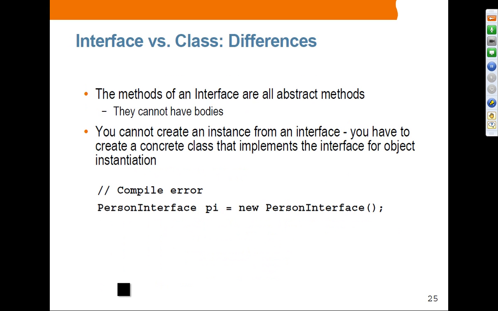In terms of differences, the methods of an interface are all abstract methods, while the methods in a regular class are all concrete methods, meaning they have a code block, a body of code. Just like an abstract class, you cannot create an instance from an interface. If you try to create an object instance from an interface, you will experience a compile error. So typically you create an object instance from the implementation class of the interface, and then you assign it to the interface reference type like this.